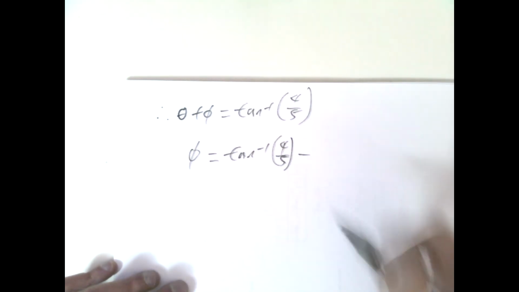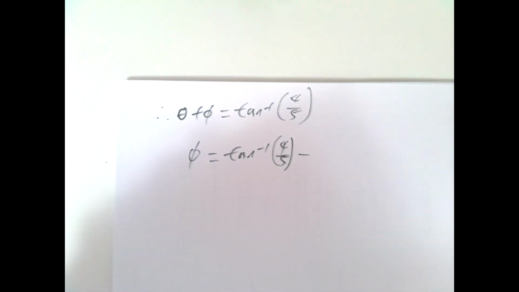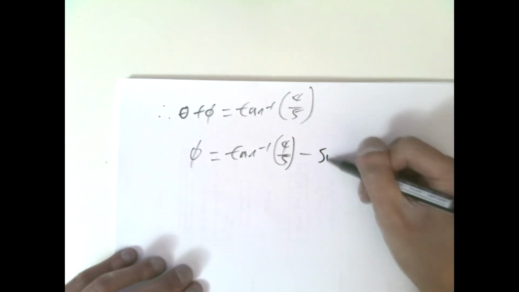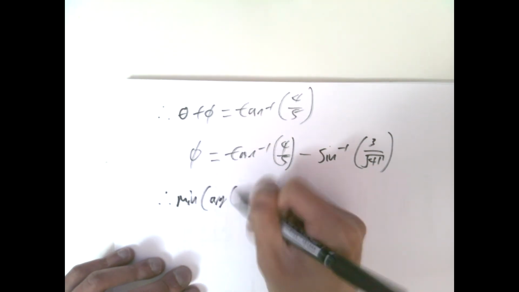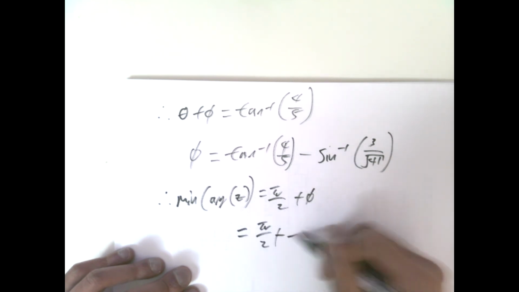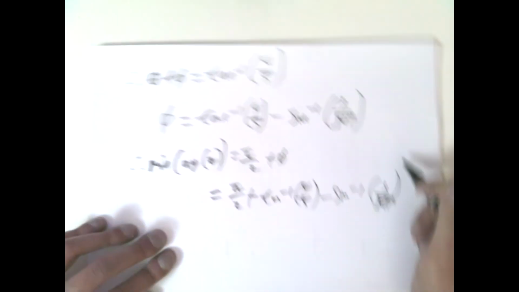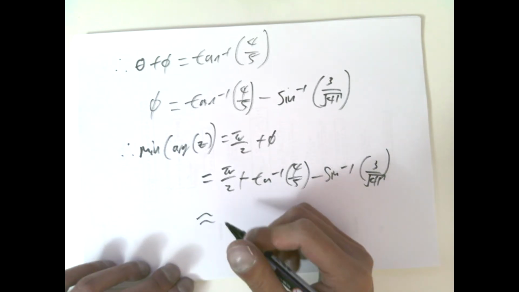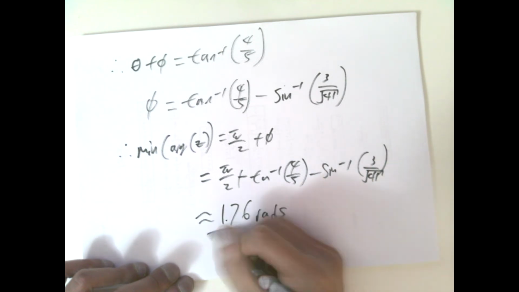But what was theta? Theta was arc sine of 3 on root 41, right? And if you were to put this all together, it's going to be approximately 1.76 radians.